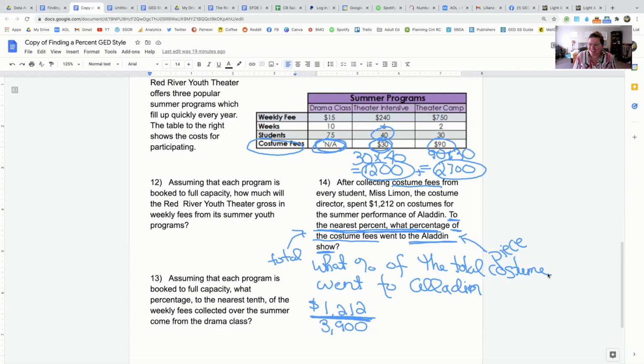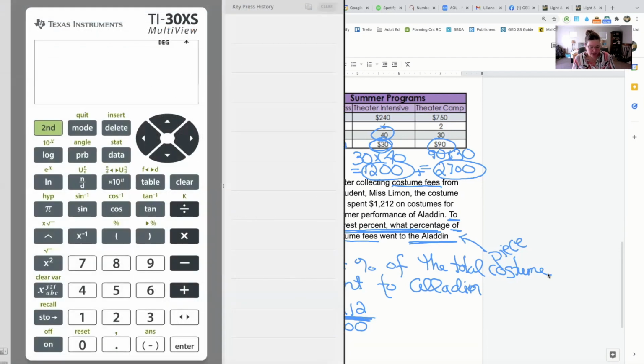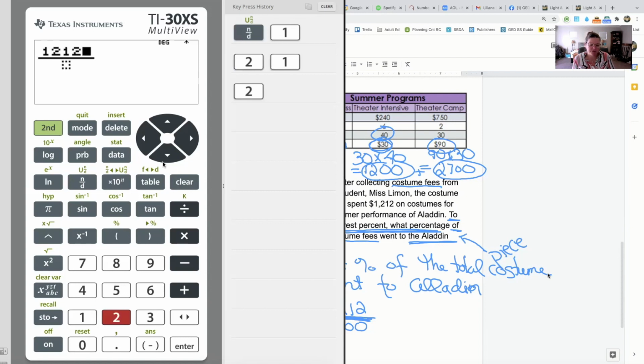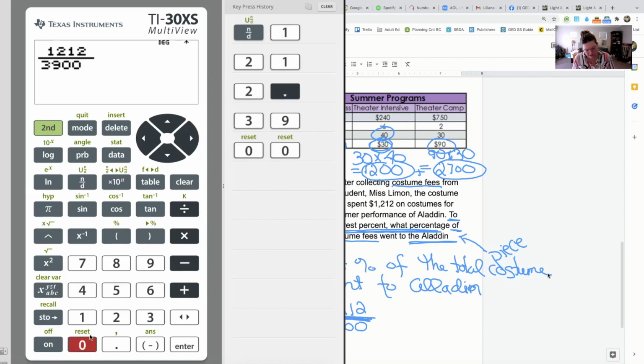And now I can do that same lovely trick that I did before, which is just put the fraction in my calculator and let it deal with the division and the converting to percent. Okay, so that's the same as 1,212. So again, I'll hit the N over D button, 1,212 on top, arrow down for the bottom, out of 3,900. Your calculator will do the division for you. That's implied by that fraction bar. And you need to convert to percent.